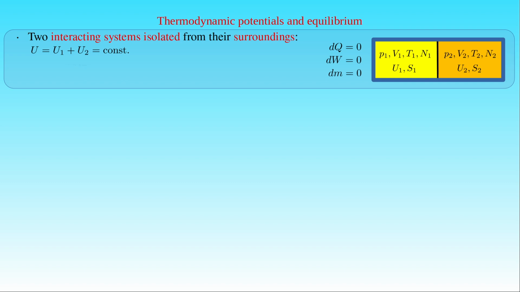Similarly, the total volume V of the system given by the sum of the volumes V1 and V2 of the subsystems is constant, and the total number of the particles N in the system given by the sum of the number of particles N1 and N2 in the corresponding subsystems is also constant. In such a setup, the total entropy S of the system is equal to the sum of the entropies S1 and S2 of the individual subsystems written as functions of the internal energies, volumes, and numbers of particles of the subsystems.